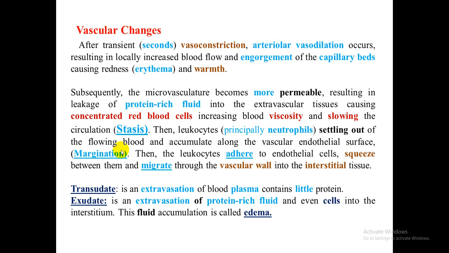This is the second step. The first step is the stasis and then margination. Then the leukocytes adhere to endothelial cells because they are in direct contact with them, and migrate through the vascular wall into interstitial tissue, through the gaps between the endothelial cells, penetrate the basement membrane and exit into the affected site.